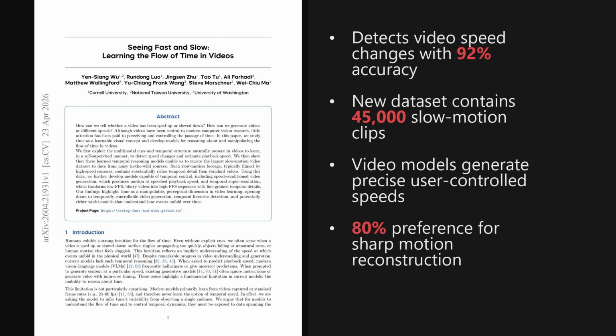in Videos. While modern video models excel at spatial details, they often struggle to synthesize varying playback speeds, largely because they are trained almost exclusively on standard frame rates. To bridge this gap, the researchers built perception models that detect speed changes with 92% accuracy and curated SloMo-44K, the largest slow motion dataset to date. They then used this data to extend the WAN 2.1 architecture, allowing for video generation at highly specific, user-controlled speeds. Stick around, because the self-supervised trick they use to teach the system about time is really clever.